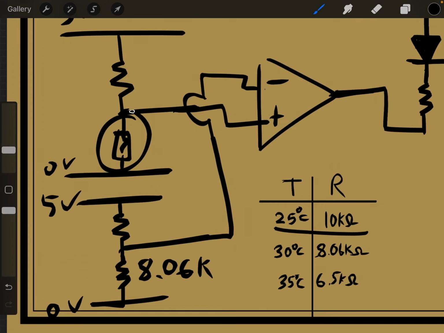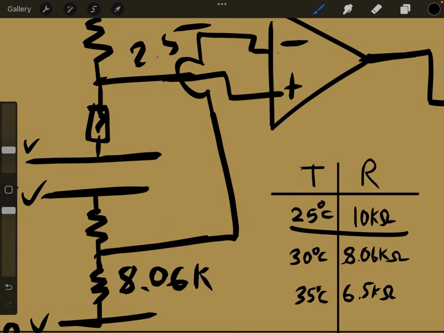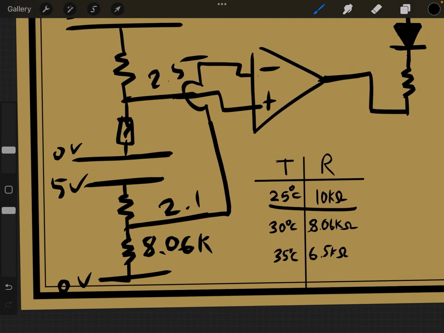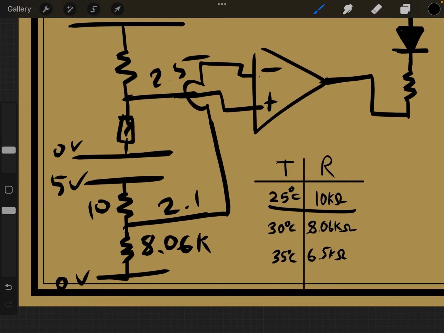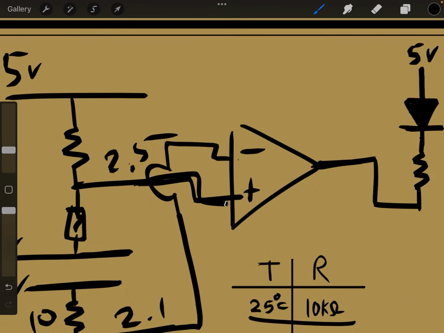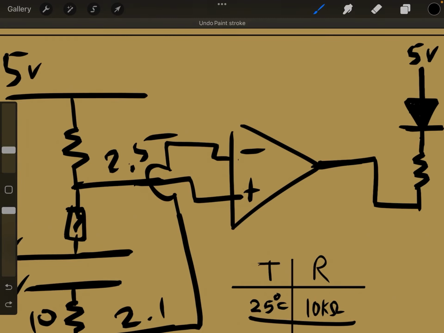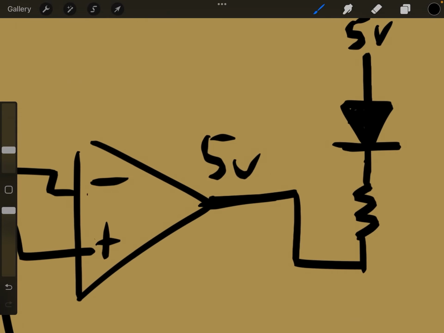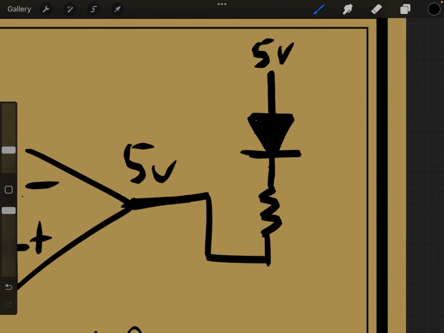So at 25 degrees, this is going to be 10K, which means we're going to get 2.5 volts out of here, and we're going to get something smaller, maybe 2.1 volts out of there, because if you have a 10K resistor and an 8.06K resistor, it's going to be less than 2.5 volts. And when this is more than this, then the output from this comparator is going to be 5 volts. And because we've got 5 volts going down to 5 volts, there's actually no voltage across these 2 points. The difference in voltage is 0.